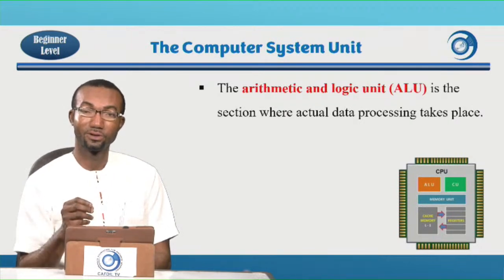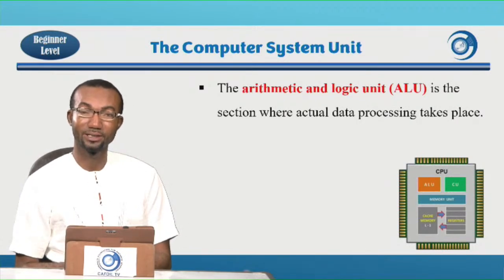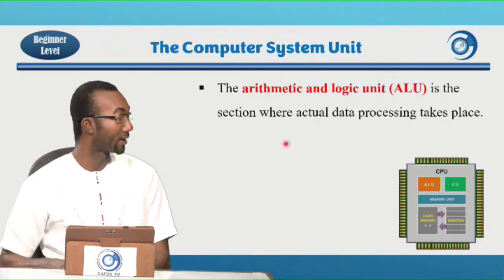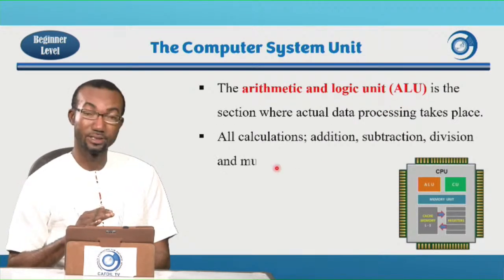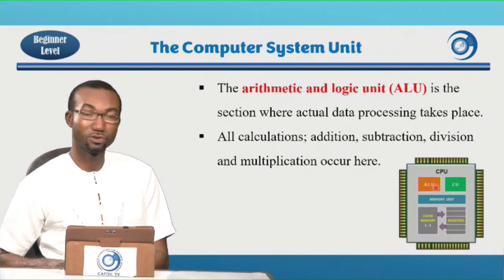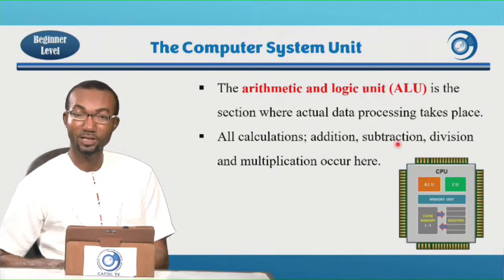So with the example I gave initially, if I type 150 divided by 3, the answer I will get is 50. That calculation is done by the ALU. So when it comes to the ALU, all calculations, be it addition, subtraction, division, and multiplication, occur here. That is where all our calculations take place.